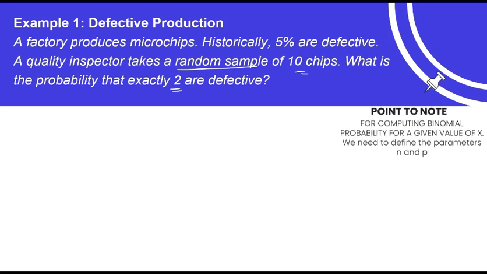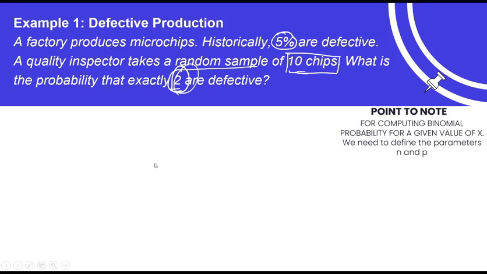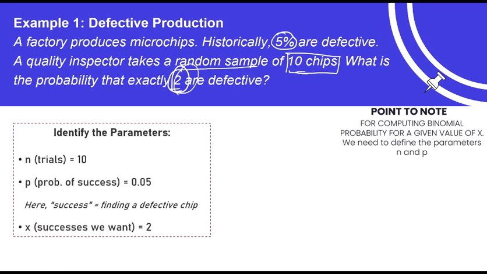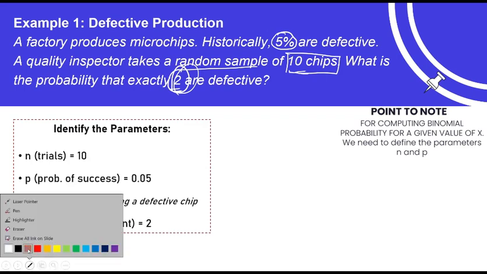So for computing a binomial probability for a given value of x, what is the value of x here? It is 2, exactly 2 defective. So x is 2. What is n? n is 10 chips. And this 5%, I have to take in terms of probability. So that is the thing we need to do. Now n equal to 10. This is the number of times you repeat the particular experiment. So that is n equal to 10.